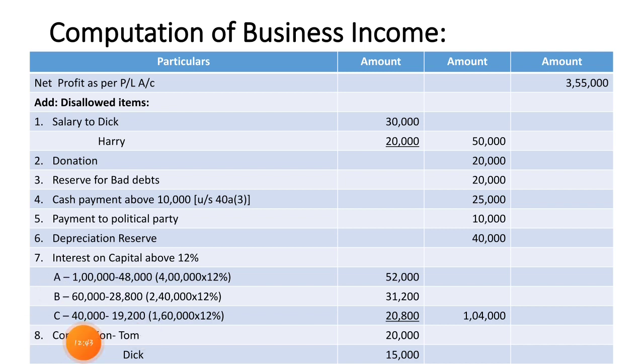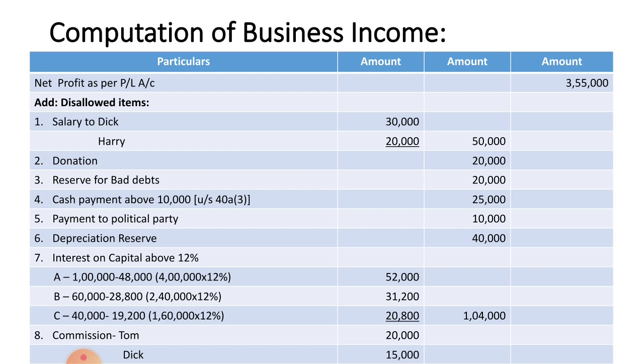You can write this depreciation reserve in two ways. That is, you can write 10,000 here, or else first you have to write depreciation reserve here 40,000. Then you have to deduct allowable item 30,000. In both ways you can do this problem. Here I have written depreciation reserve 40,000 first, then I deducted 30,000. Next one, interest on capital above 12%. Here you have to calculate 1 lakh minus 12% of 4 lakhs, 48,000.